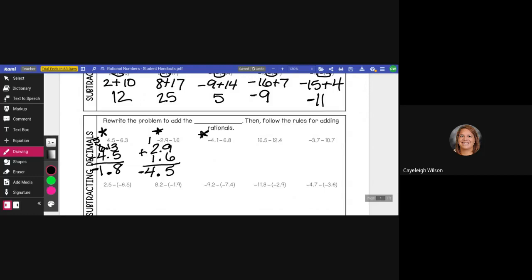All right, so you should have seen that that's a negative 4.1 and a negative 6.8. So they're the same sign, add and keep. So I'm going to add 4.1 plus 6.8. So 1 plus 8 is 9. And then 4 plus 6 is 10. And same sign, they're both negative, so I add and keep.